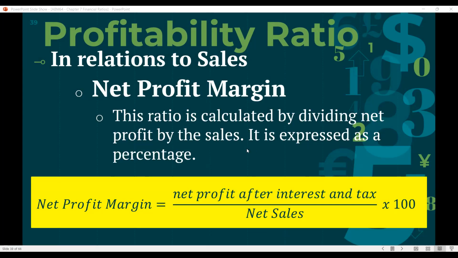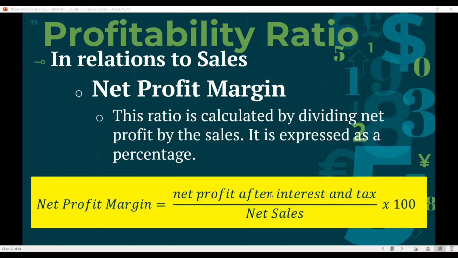So next up is net profit margin. This ratio is calculated by dividing net profit by the sales. It is expressed as a percentage too, so when multiplied by 100, it is automatically expressed as a percentage. So net profit margin itself: net profit after interest and tax. I think what we usually use is net revenue or net income. So it's still the same, okay? So net income or net profit after interest and tax over the net sales multiplied by 100. That's how you calculate your net profit margin.